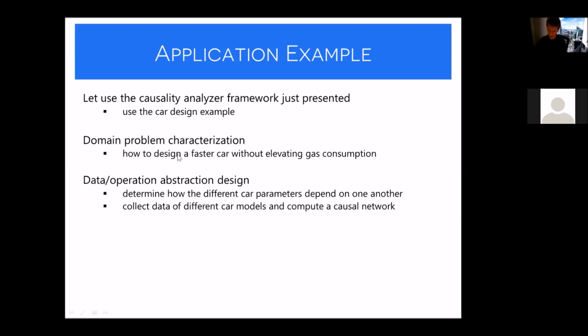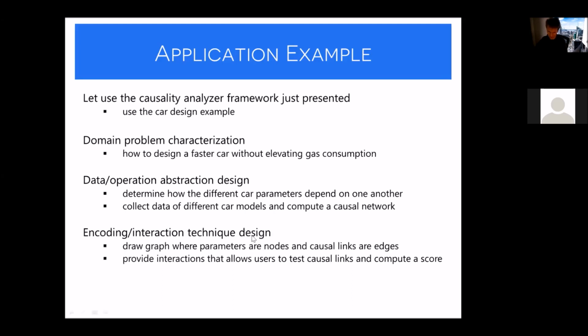They want to know how to design a faster car without elevating gas consumption. So this is the abstraction. Now you figure out what the players are here, the car parameters, and how they depend on one another. Because you want to explain it, and then collect the data of different car models and compute this causal network. This is where you start to build a model that can help them design the car, that figures out what is underneath, and then encode it into a technique.